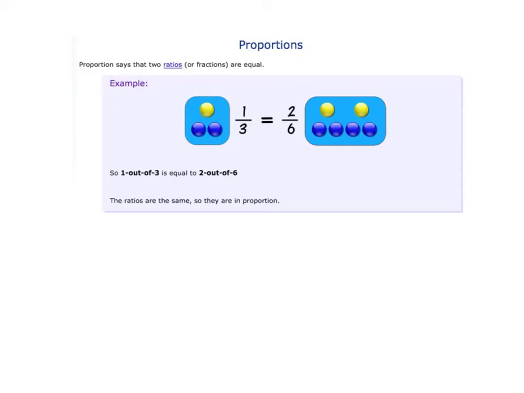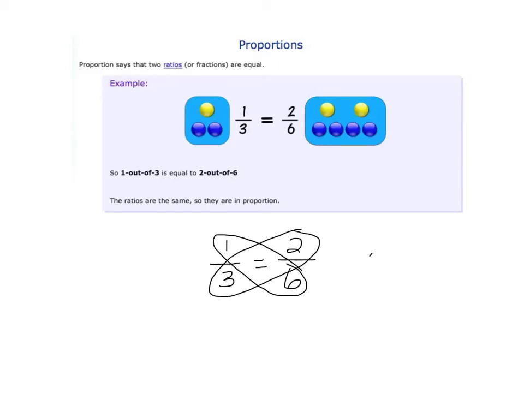One cool thing about them is that the cross products of those two ratios are equal. When we say cross products, we mean multiplying diagonally. 6 times 1, 6, equals 3 times 2, which is 6, so the cross products are equal, and that's something we use in order to solve proportions. So let's continue.